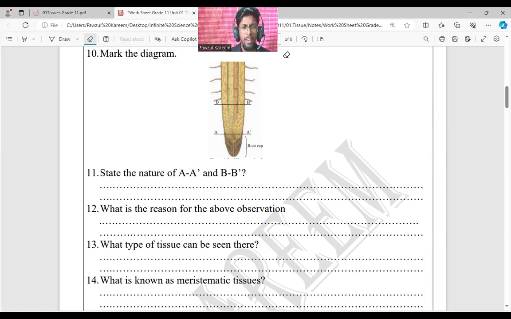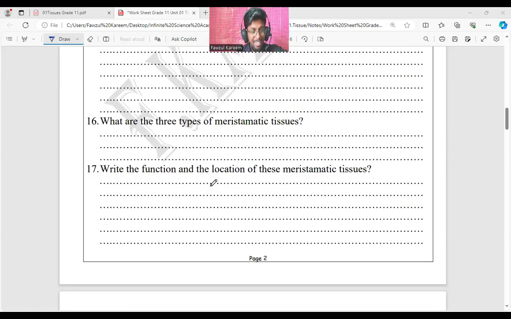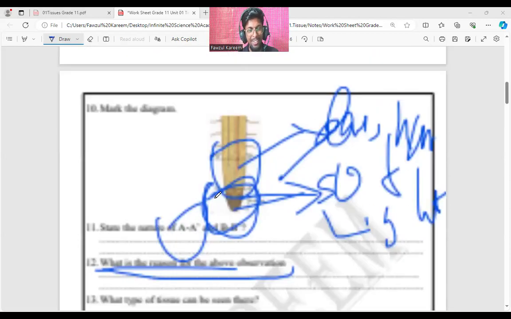Okay. Solomon, what is the reason for the observation? Just think. By asking, you can answer. Right. By the cell division, yes, very good. You have come near to the answer. That's not the actual answer, but you have come near to it.